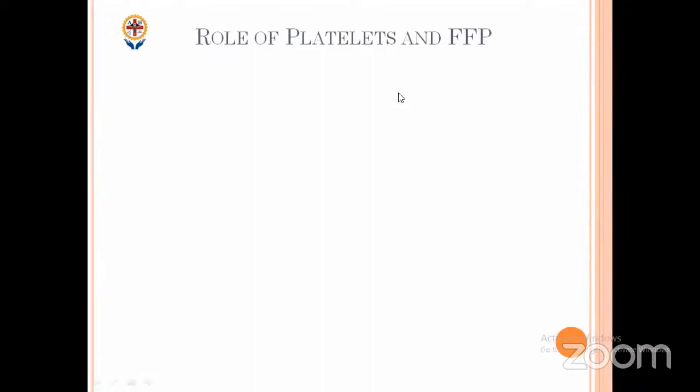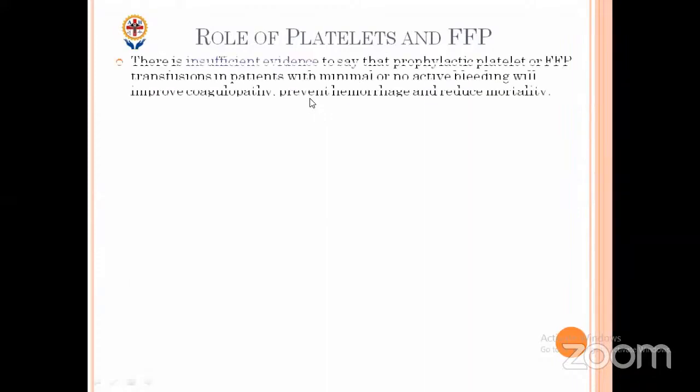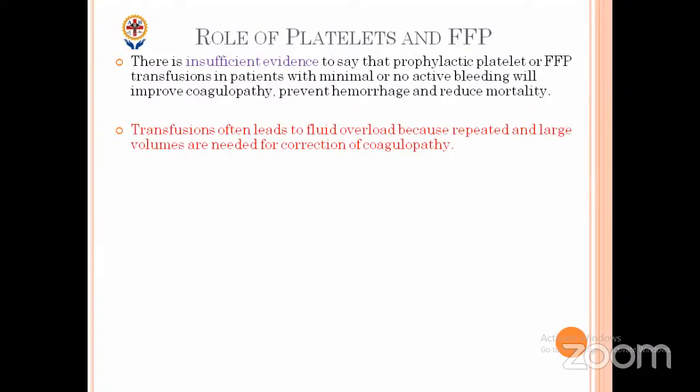And apart from active bleeding, there is actually insufficient evidence that prophylactic platelet and FFP transfusions will decrease the bleeding and decrease the mortality. So this evidence is very insufficient. And because of these transfusions, it can cause fluid overload. To correct coagulopathy, we need large volumes of transfusion. So we cannot correct coagulopathy that easily in dengue. We need a lot of fluids, which can cause fluid overload.